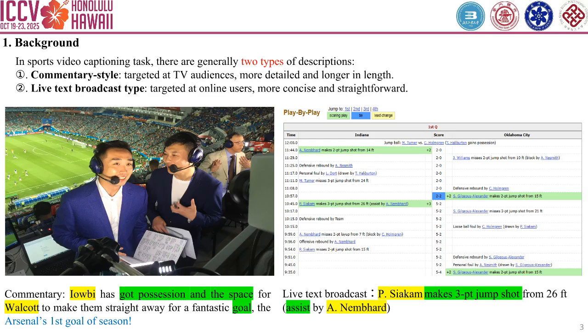2. Live text broadcast type, targeted at online users, more concise and straightforward. These captions deliver key events concisely, enabling users to quickly grasp the progress of the game without watching the entire game. Our research focuses on the live text broadcasting task in sports, exploring identity-aware video captioning methods. The goal is to accurately convey who is doing what within concise descriptions, enhancing practicality in domain-specific scenarios.